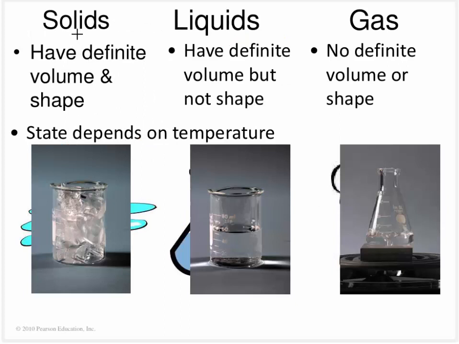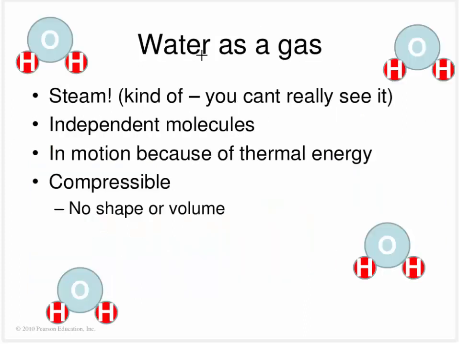Now you're probably pretty tired of seeing this slide, but solids, liquids, and gases, the difference between those. Solids have a definite volume and shape. Liquids have a definite volume but not a definite shape, and gases don't have a definite volume or shape. Think of water, for example. The phases of water: we have the solid phase, ice; the liquid phase, just liquid water; and the gaseous phase, essentially steam. Now, the exact state is going to depend on the temperature.